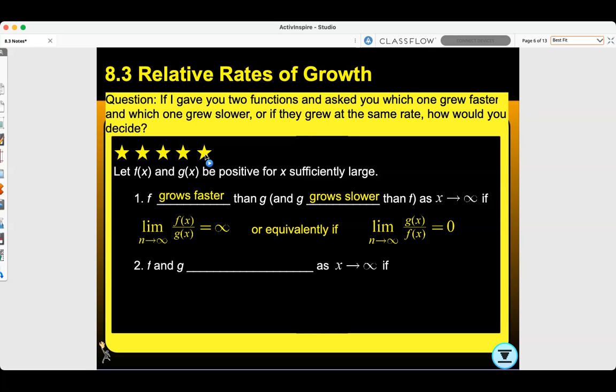2, f and g grow at the same rate as x approaches infinity if the limit as x approaches infinity of f of x over g of x equals L, and L does not equal 0.